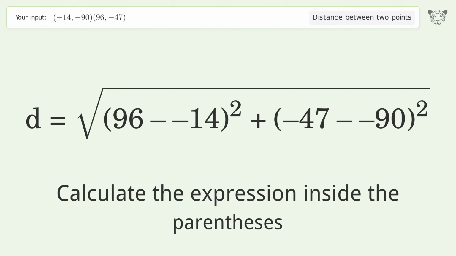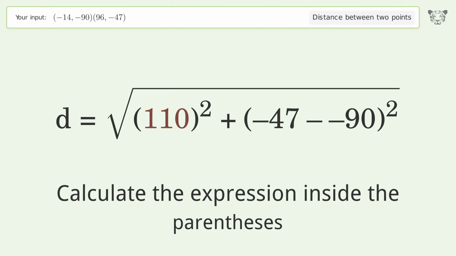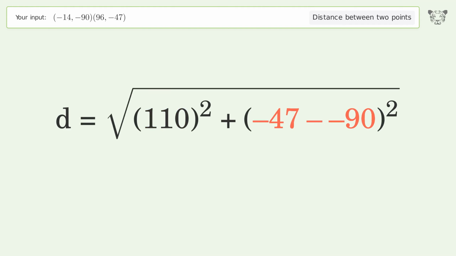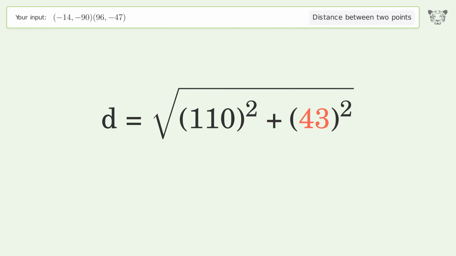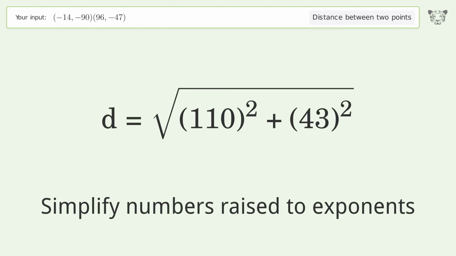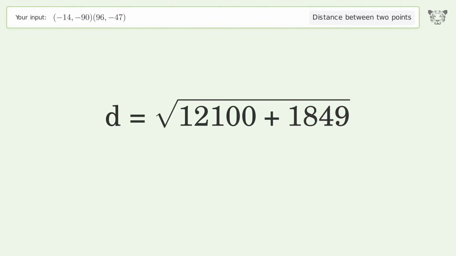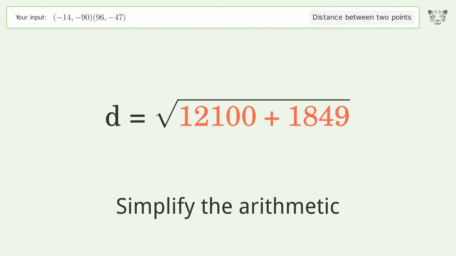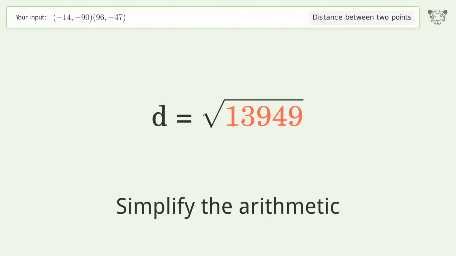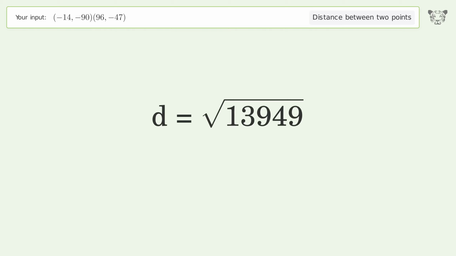Calculate the expression inside the parentheses. Simplify numbers raised to exponents. Simplify the arithmetic. And so the distance between the 2 points is the square root of 13,949 or 118.106.